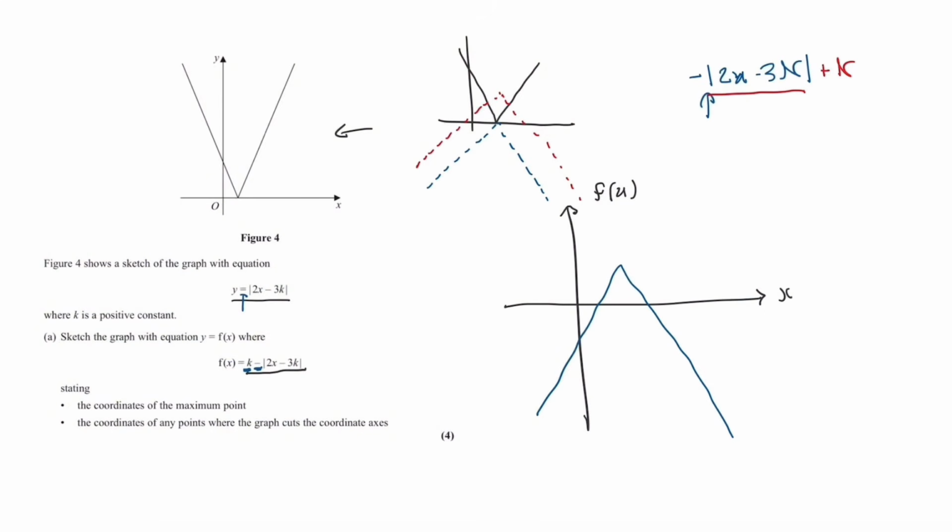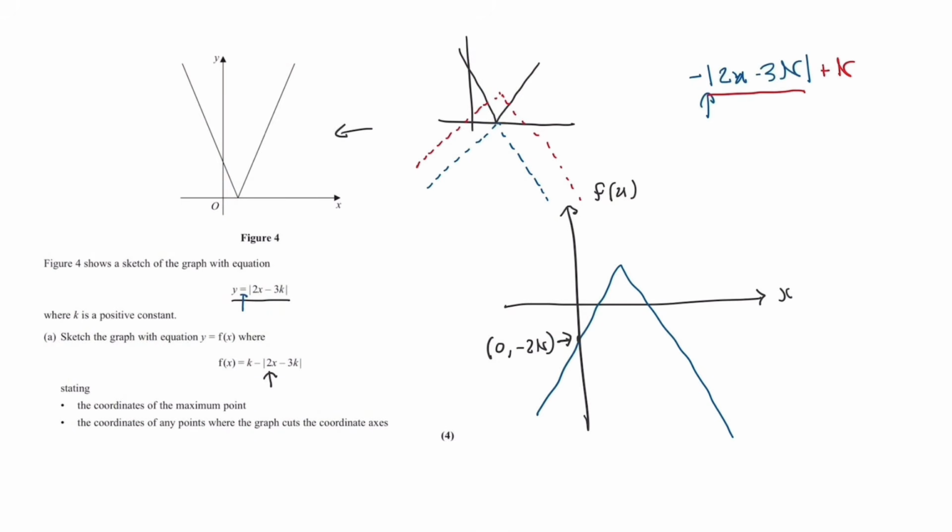Now all we need to do is just mark the maximum point and also where it cuts the coordinate axis. The easiest point is first going to be where it cuts the coordinate axis, this one right here. So the x coordinate is going to be 0, obviously, and to get the y coordinate, we just sub in 0 into this equation. So what we're going to be left with is k minus the modulus of minus 3k. So that is just k minus 3k, so that's minus 2k. So that's that coordinate right there.